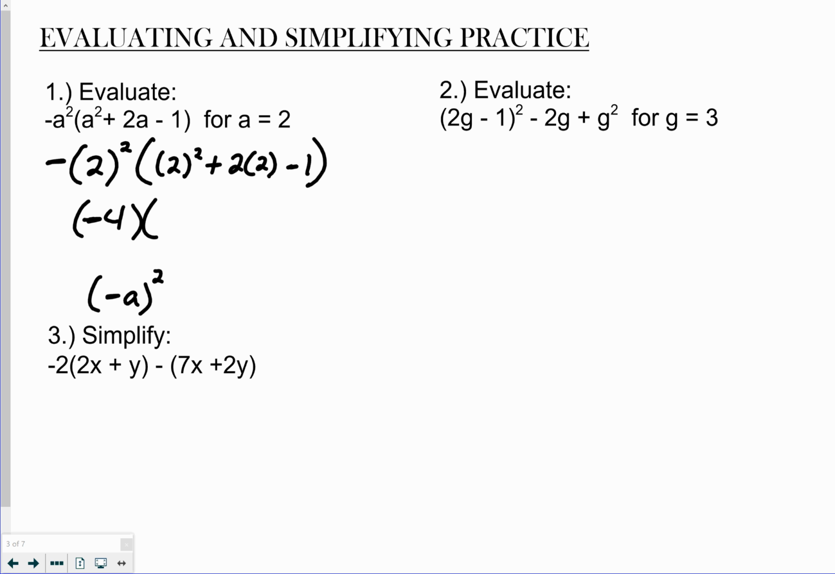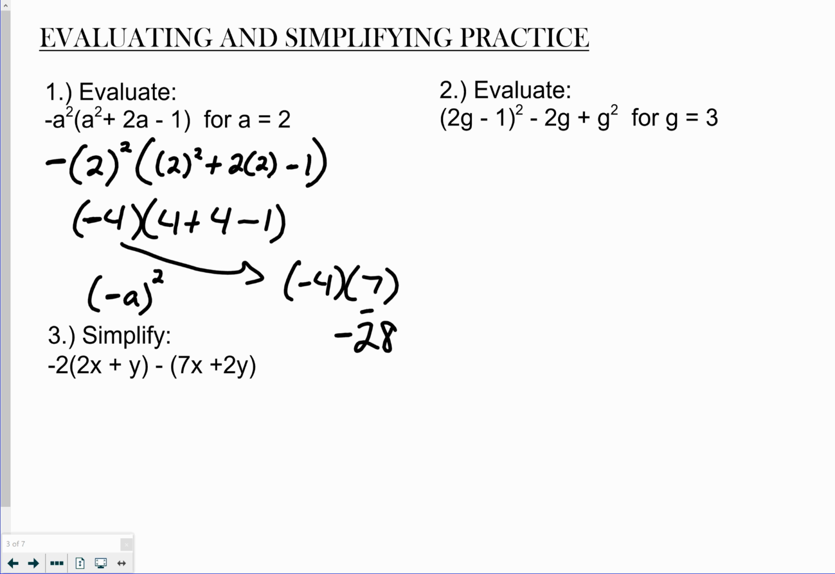What's 2 squared? 4 plus, no, that's another 4, right? 2 times 2 is another 4, minus 1. All right, so let's go down here. So we have negative 4 times, what's 4 plus 4? 8 minus 1 is 7, so we get negative 28.